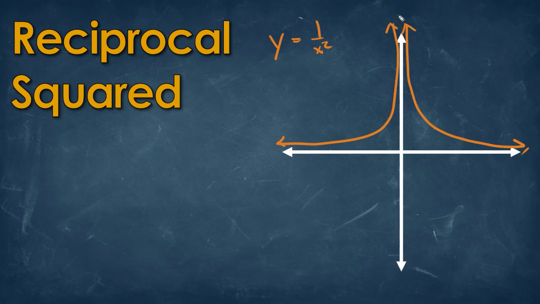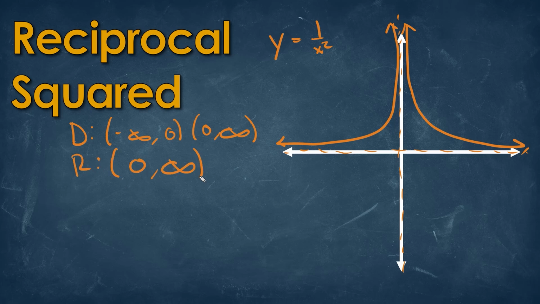And we have two asymptotes, one at x is equal to 0 and one at y is equal to 0. This will set our domain to be equal to negative infinity to 0, and then from 0 to positive infinity for the x values. And for y, we're actually going to see from 0 to positive infinity. We can't have any negative values for y.